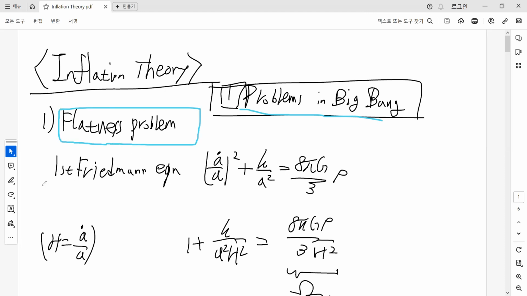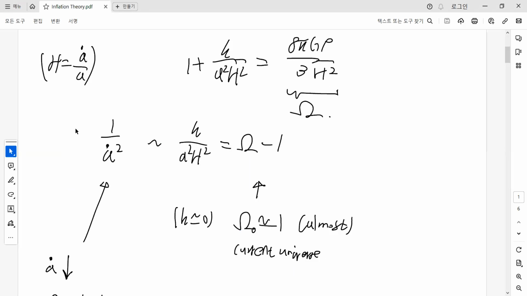From the first Friedmann equation in cosmology, we can parameterize the curvature in terms of the density, and we rearrange the equation. The curvature term k can be rewritten as omega minus 1. In the observable universe, at the current size, the curvature is almost zero, an almost flat universe, so omega is almost 1. From the Hubble parameter, a-dot over a, this factor is 1 over a-dot squared.